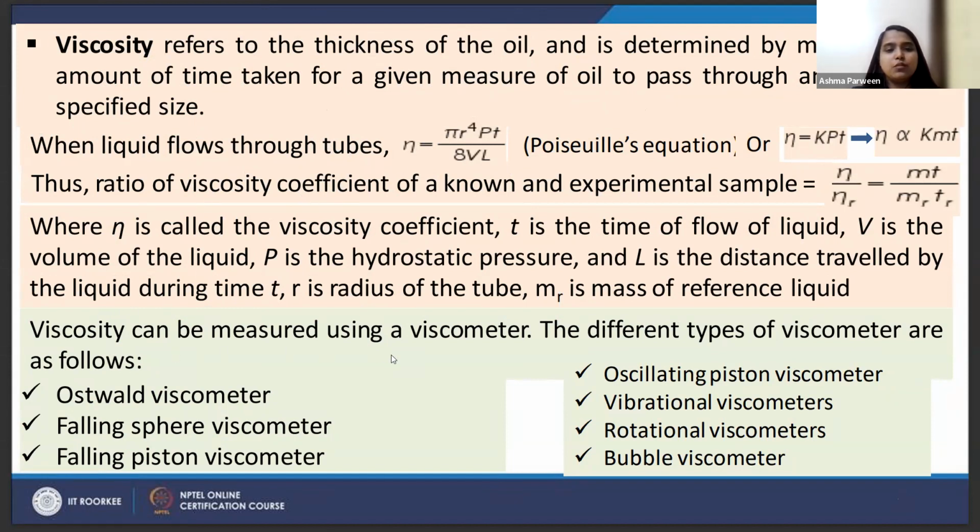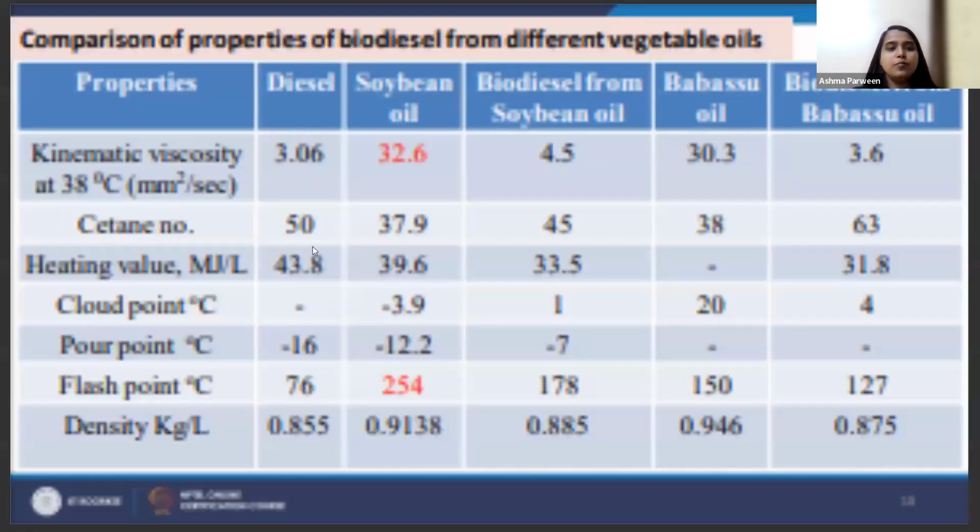The different types of viscometers are the Ostwald viscometer, falling sphere viscometer, falling piston viscometer, oscillating piston viscometer, vibrational viscometers, rotational viscometers, and bubble viscometer. These are some of the viscometers which can be used to measure the viscosity of the oil.